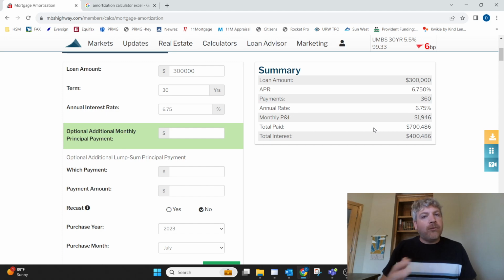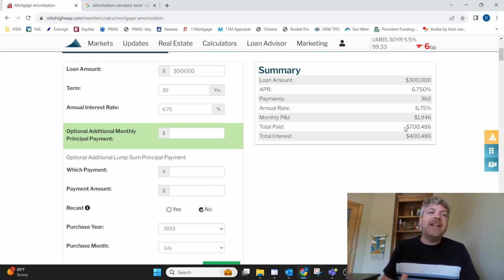Now, over the full 30 years, again, if you make the minimum payment, you never refinance, you never pay anything extra, you are going to end up paying $400,000 in interest. Okay, it's a big number.